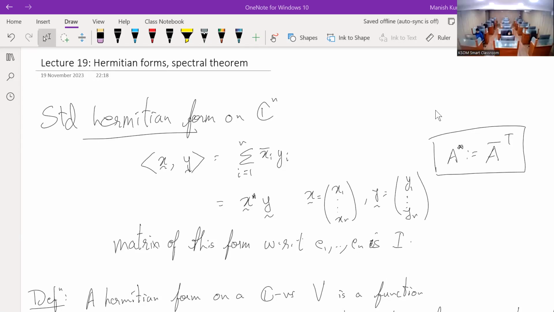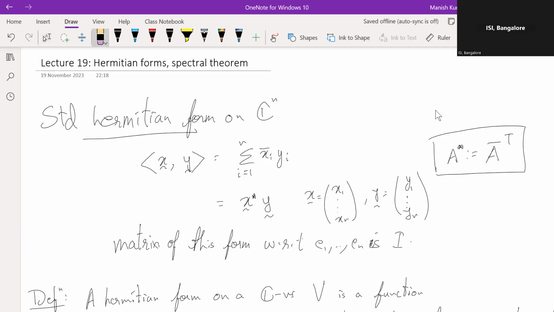If not, maybe on Wednesday. But it will at least create the background for the spectral theorem. So let's start with, recall this standard Hermitian form just means this formula.